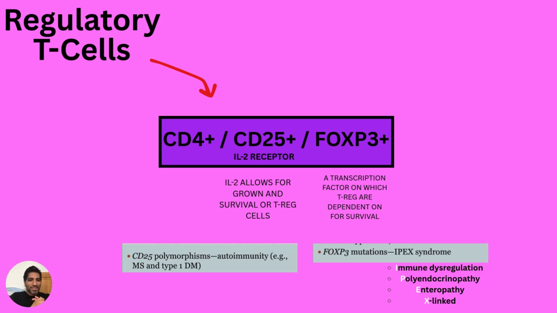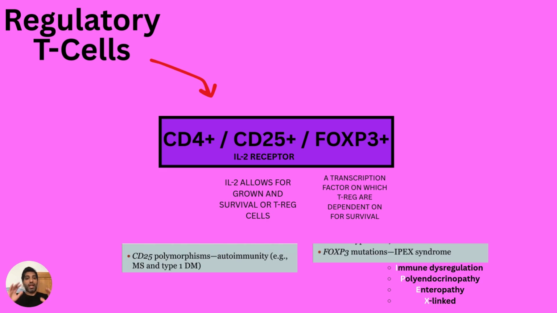And the reason is because this name kind of tells you how the cell works and what it's doing. CD4 positive, okay, cool. It binds to MHC2. You already know that. CD25 positive. Another name for CD25 is interleukin 2 receptor. And now you know that interleukin 2 is involved, and that allows for growth and survival of your regulatory T cells. Great. FOXP3 positive. FOXP3 is a transcription factor on which regulatory T cells are dependent for survival.